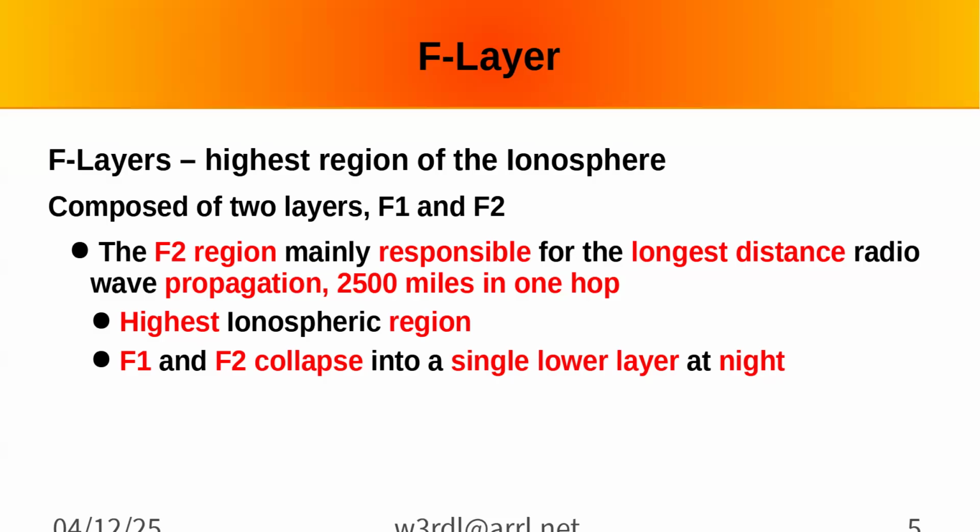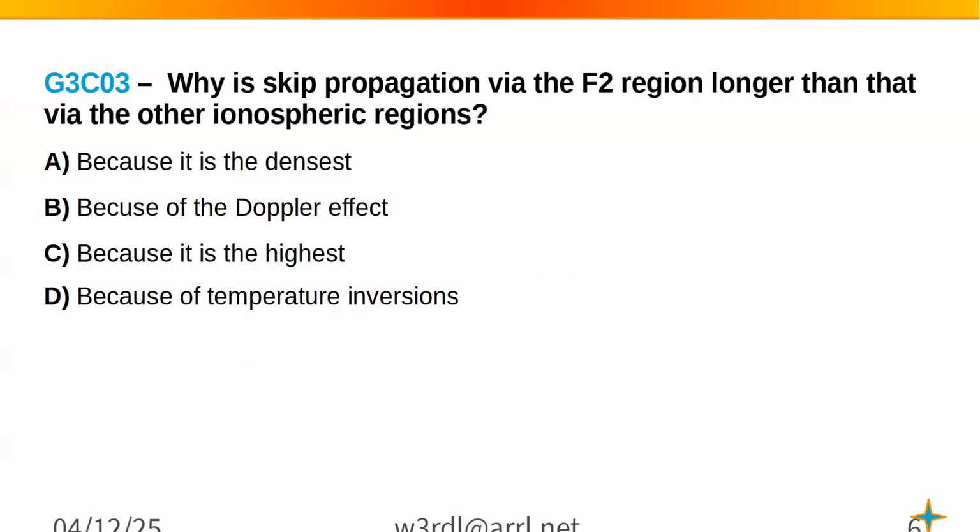The F2 region is basically responsible for all the long hops. It's the highest ionosphere region, up to around 400 miles or so. And it does condense into a single layer at night. So why is skip propagation via the F2 region longer than that via the other ionospheric regions?